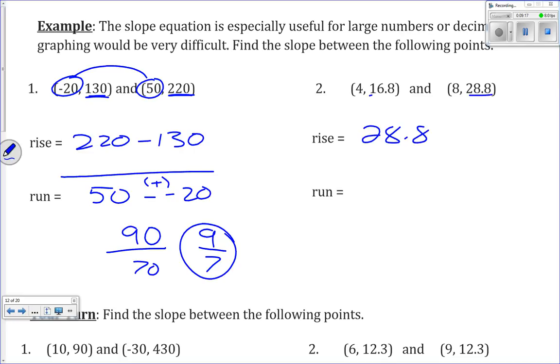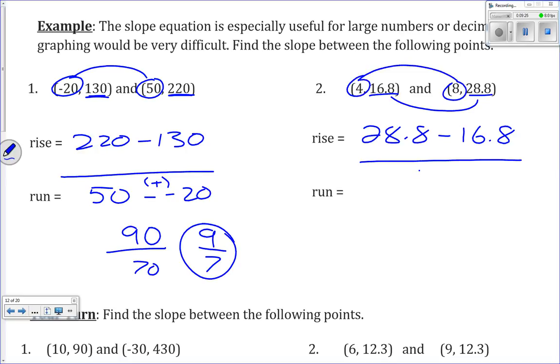Over here, we got decimals now. 28.8 minus 16.8 over the run, 8 minus 4. So in the top, 28.8 minus 16.8. Grab your calculator, punch it in. There's no reason to try and do that in your head. It's going to be 12.